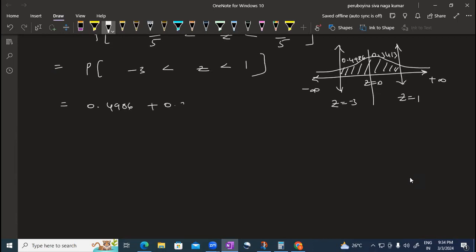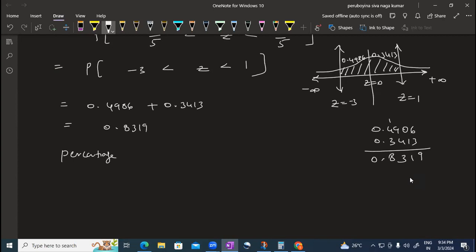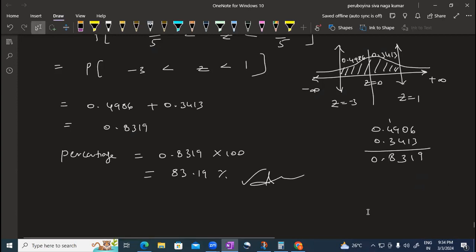So therefore the answer is 0.4986 plus 0.3413. We will add the values 0.4986 and 0.3413, which gives 0.8399. And we require the percentage, which is 0.8399 into 100. It will be 83.99 percent, which is the answer to this question.